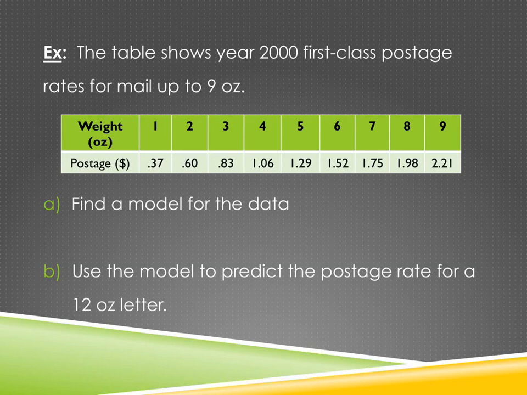In L2, I have 0.37, 0.6, 0.83, 1.06, 1.29, 1.52, 1.75, 1.98, and 2.21. The list should always be the same length, or you've missed some data entry somewhere or doubled something up.